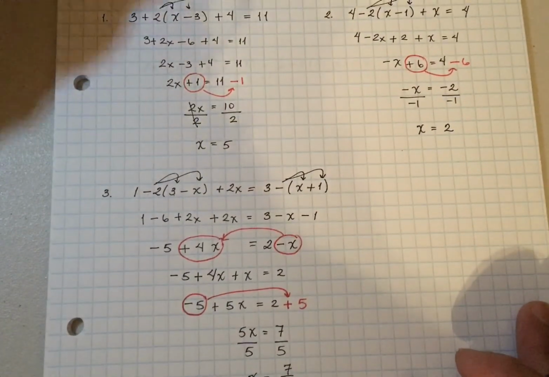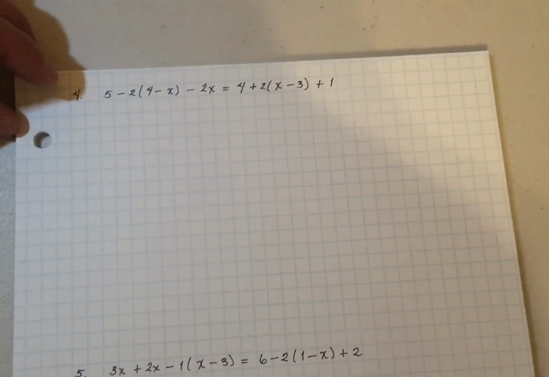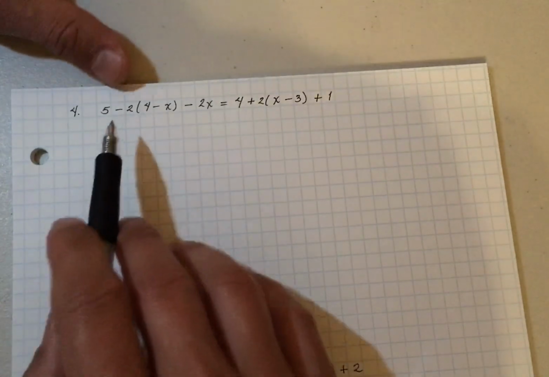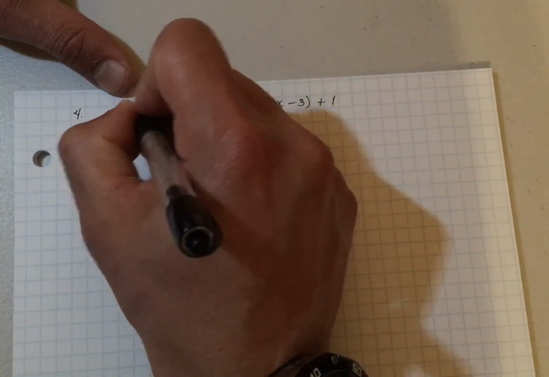Alright guys, so let's see if we can go ahead and do 2 more. And just to give you guys an idea, some of these are a little bit more difficult. Same thing, vamos a hacer lo mismo. So distribute the negative, vamos a distribuir el negativo.